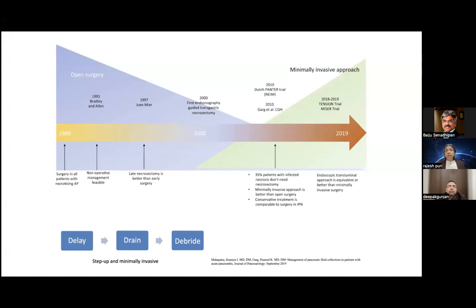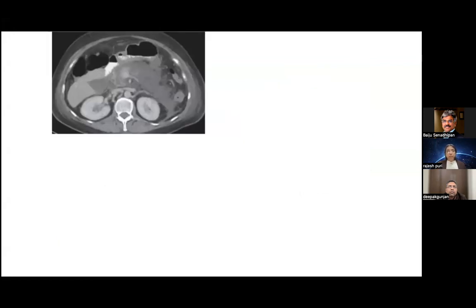In patients of infected necrosis, the PENTER trial showed that a minimally invasive step-up approach is better rather than doing an early intervention. And in 2018 and 19, the TENSION and MESA trials have shown that the endoscopic transluminal approach is equivalent or better in comparison to surgery. So the dictum is to delay, or only drain if required, then do the debridement rather than doing the early intervention.